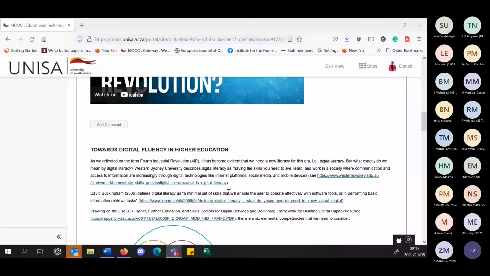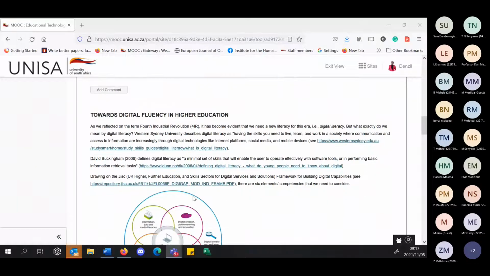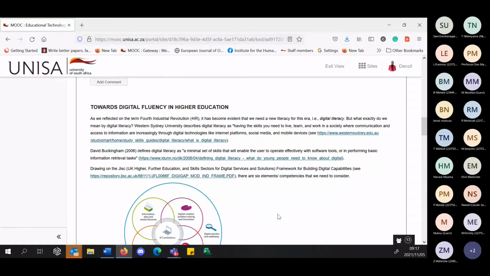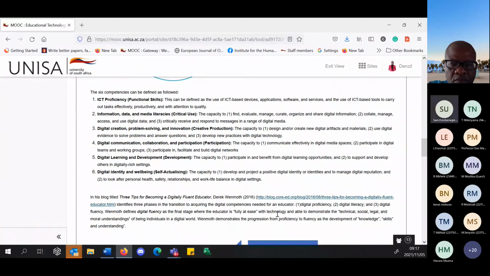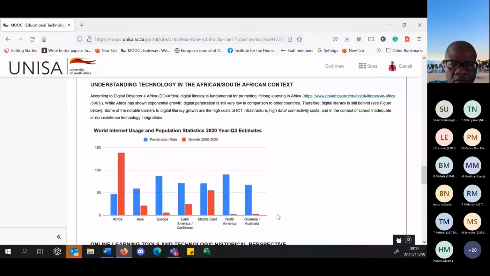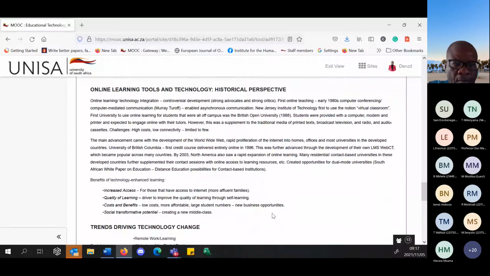So towards digital fluency in higher education, we spoke about that. And we spoke about the 6 elements of proficiency. And then we spoke about what online learning tools and technology mean. And we talked about the historical perspective, drawing on Tony Bates' elements.